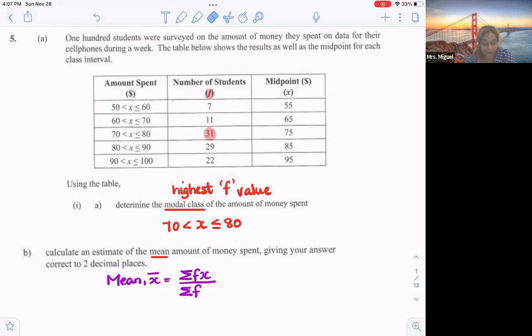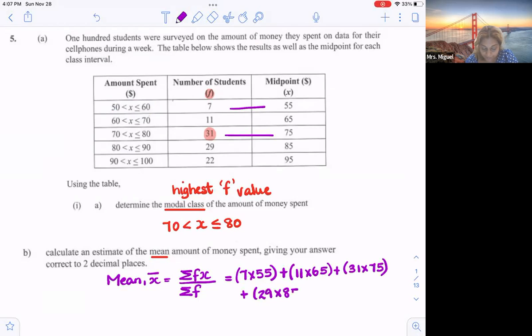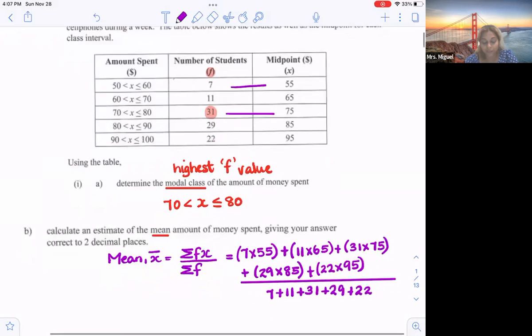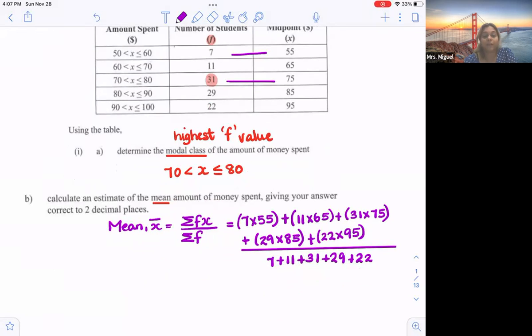So what I want you to do, if you haven't done it before, is write down 7 by 55, then 11 by 65, plus 31 by 75, plus 29 by 85, plus 22 by 95. And we are dividing all of that by the sum of f. So 7 plus 11 plus 31 plus 29 plus 22. So work that out. Even if you didn't know what to do, I'm giving you a hint. Work it out and see what you get.